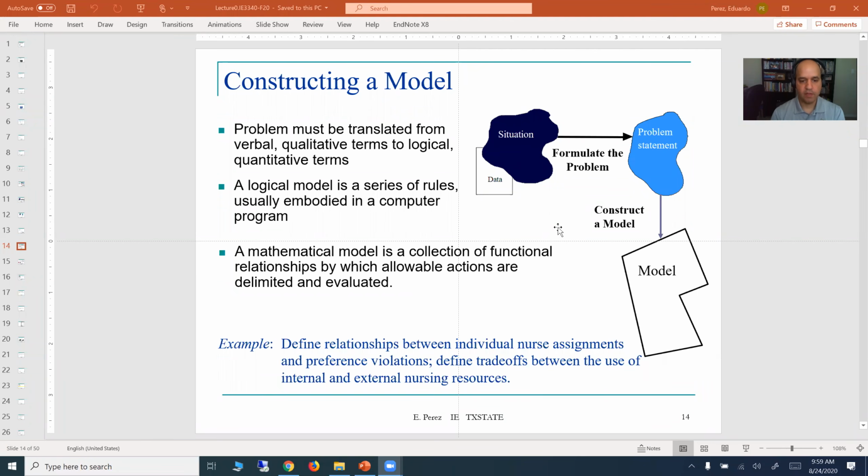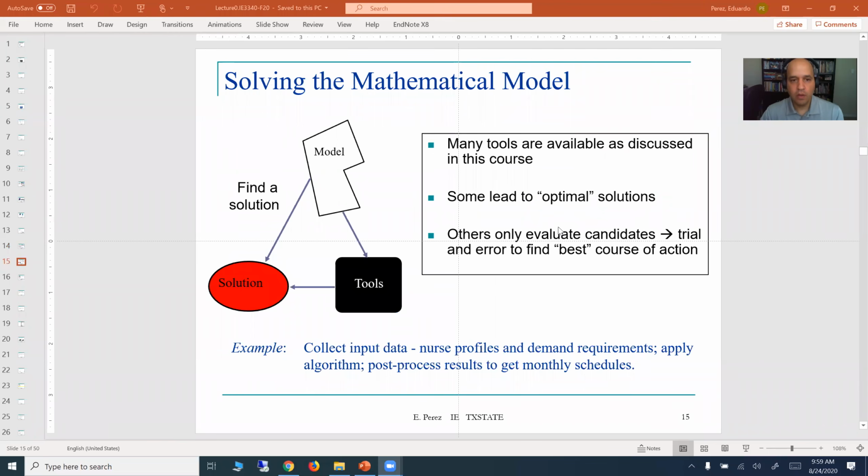And for example, define the relationship between individual nurse assignments and preference violations. Define the trade-off between the use of internal and external nurse resources. And then once we get the model, then the next part is to solve the model, find a solution based on the constraints and the performance metric. So many tools are available as discussed in this course. So we're going to look at those. Some might lead to optimal solutions.